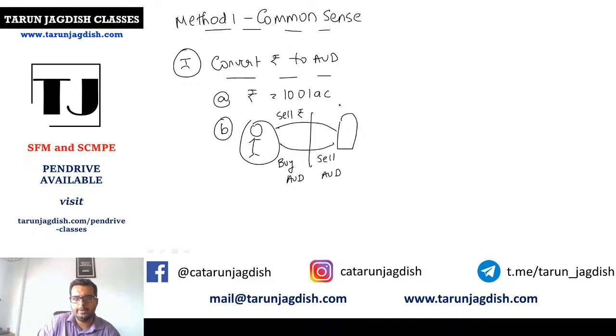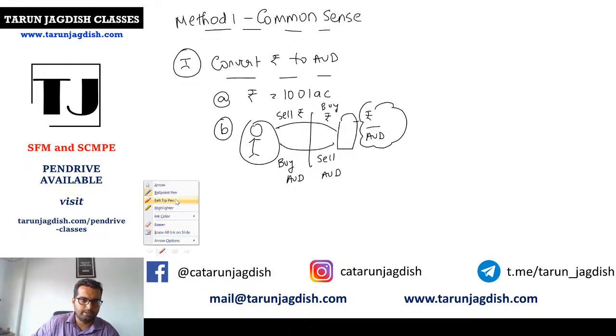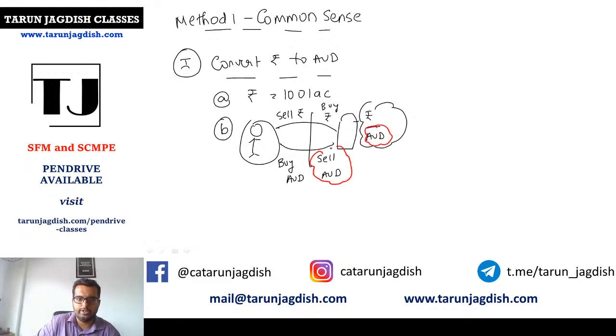Bank will sell AUD and buy rupee. Here it is going to be rupee bar AUD. Now tell me, what is the commodity coming over here? AUD is the commodity. Sell AUD, so it will be the bid rate or will it be the ask rate? It will be the ask rate.